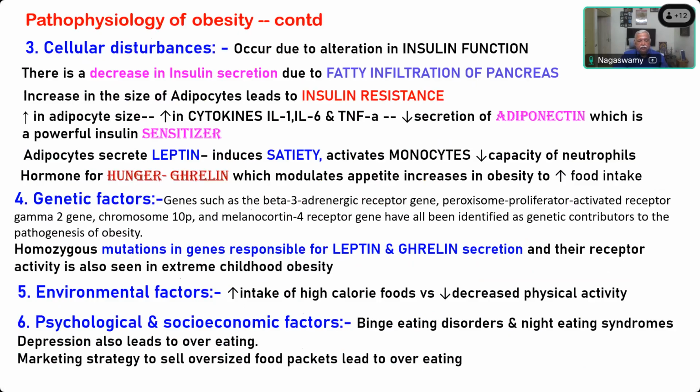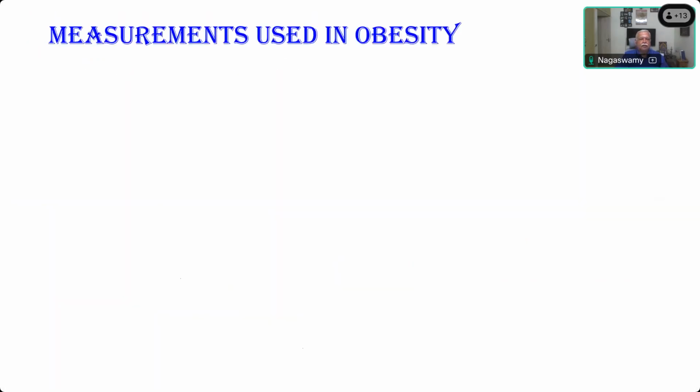And in the Western world, food packets are all large size, especially if you go to USA, the Lay's chips packet comes in a 500 gram, 1 kg size only. So people, once they open the packet, they completely finish it off. That much of eating will be there causing the obesity.